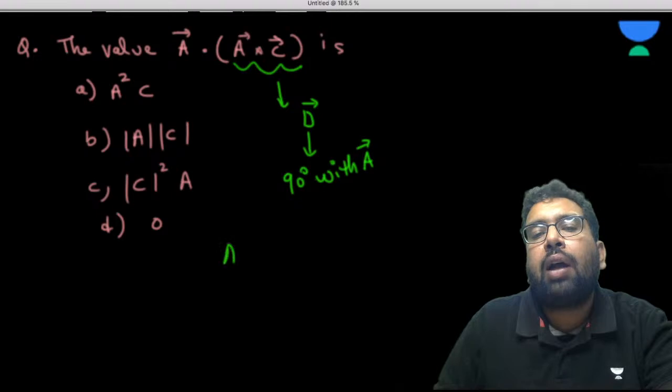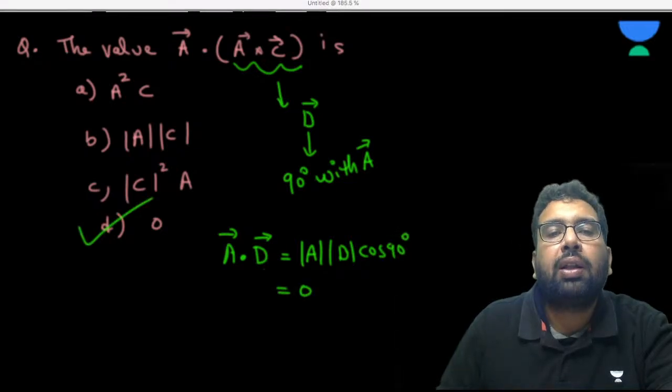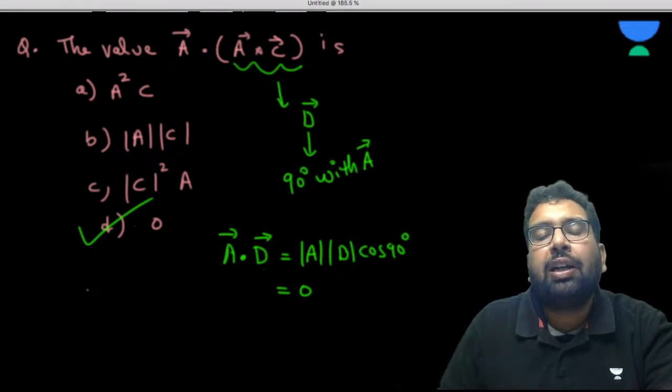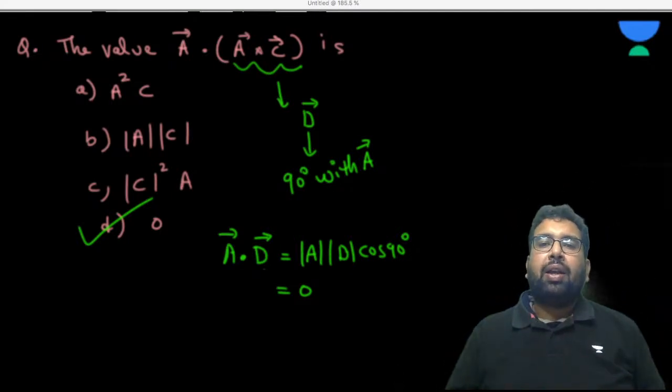Now you are doing the dot product of A vector with B vector, which is at 90 degrees with this. So it will become A vector magnitude, B vector magnitude, and cos theta. So what is cos theta? This is cos 90, so this will become 0. So what is going to be your answer, beta? Your answer is going to be option D, that is 0.